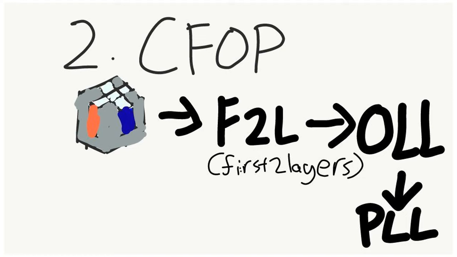Unlike the beginner's method, which solves 1 layer at once, this part solves 2 layers at the same time. OLL is orienting the last layer, which basically means making the last layer color appear on the top side. PLL means permutation of the last layer, so it means to solve the last layer.